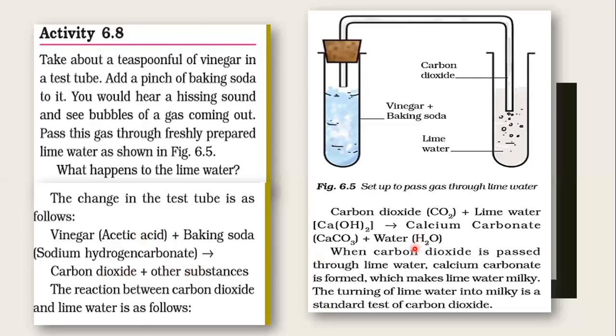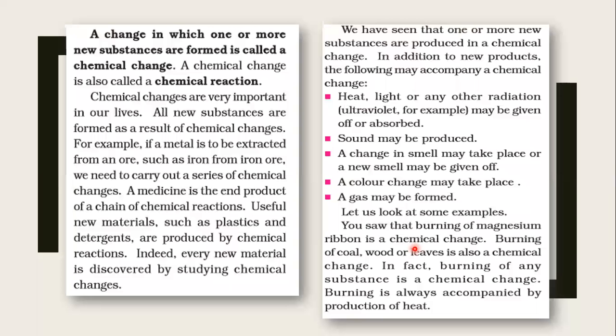And students, from this we can understand that a change in which one or more new substances are formed is called a chemical change. In chemical changes, one or more new compounds or substances are formed. Such reactions are also called chemical reactions. That means all chemical changes are chemical reactions. One or more compounds are formed in a chemical reaction.